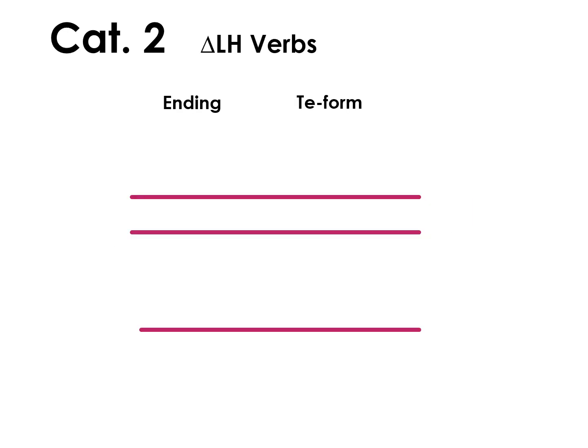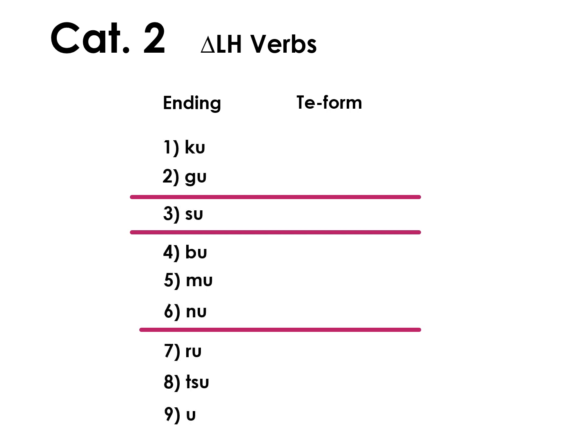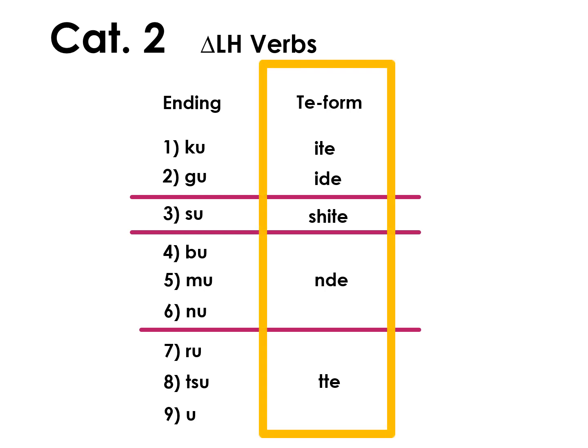For last hiragana changing verbs, the last hiragana of the dictionary form is not dropped, but changes to something else. These are the 9 kinds of endings: ku, gu, su, bu, mu, nu, ru, tsu, u. To make the te form, ku becomes ite, gu becomes ide, su becomes shite, bu, mu, nu all turn to nde, and ru, tsu, u all become utte. For conjugating Category 2 verbs, it's the verb ending you need to pay attention to and what it turns into.